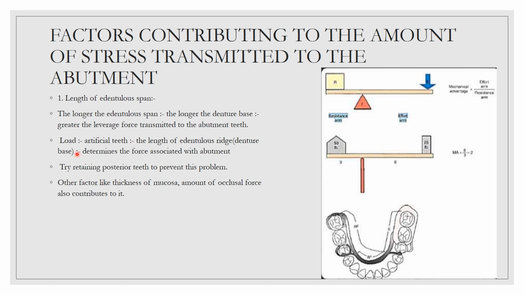Guys, the load, artificial teeth, the length of the edentulous ridge, and denture base, all of the following determine the force associated with the abutment. Try retaining the posterior teeth to prevent this problem. If you have posterior teeth, it's always better. Other factors like thickness of the mucosa and amount of occlusal force can also contribute to it.